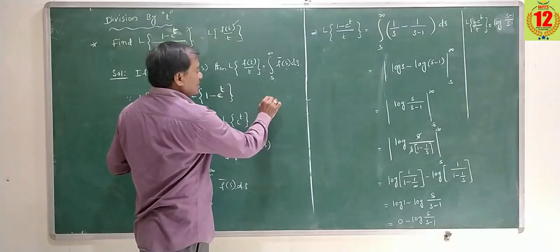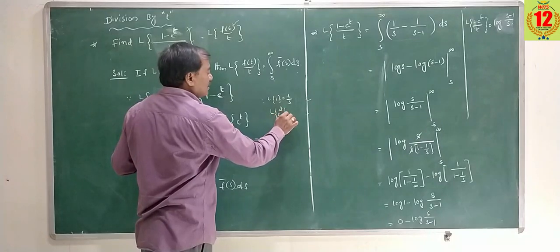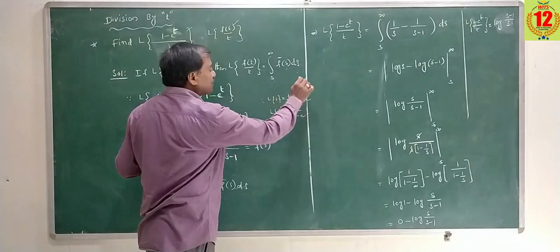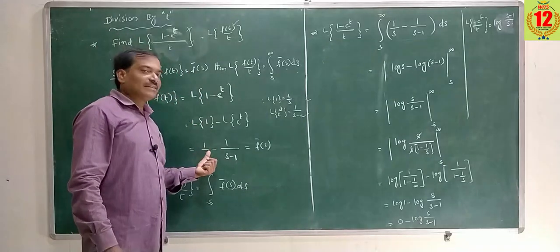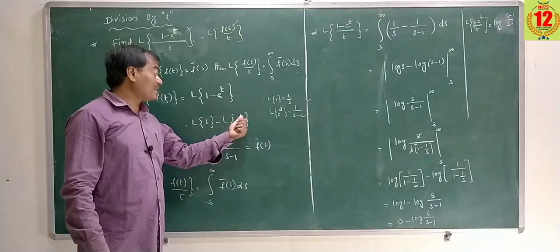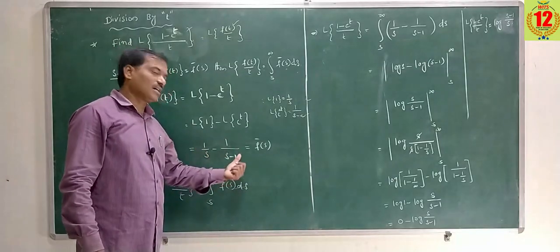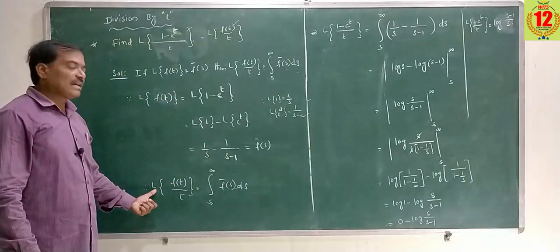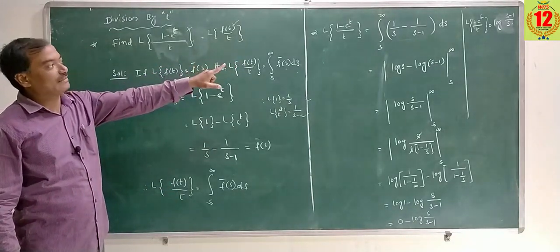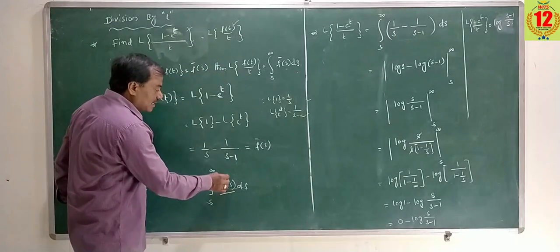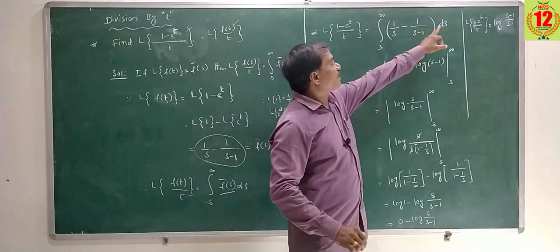So we know that the Laplace transform of 1 equals 1 by s, and the Laplace transform of e power at equals 1 by s minus a. These are the standard forms. By using these standard formulas, the Laplace transform of 1 can be written as 1 by s, and the Laplace transform of e power t equals 1 by s minus 1. This is f bar of s. Now we have to find the Laplace transform of f of t by t, means the Laplace transform of 1 minus e power t by t. On the right hand side, this f bar of s is replaced by 1 by s minus 1 by s minus 1.